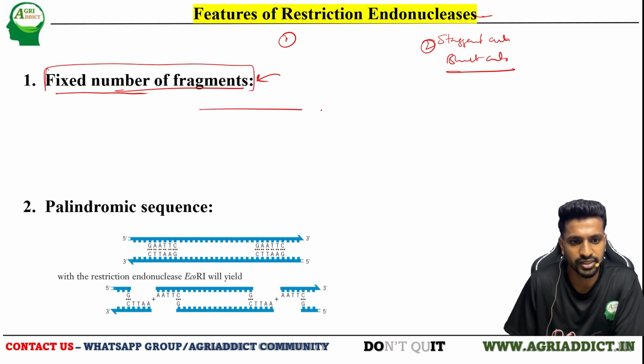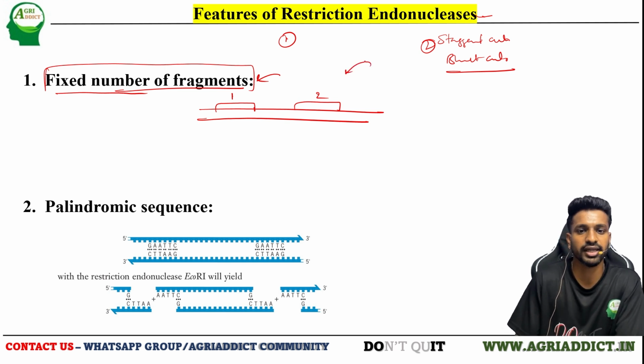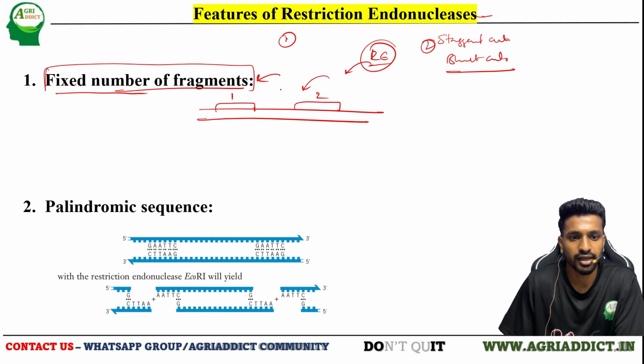That means if this is a stretch of DNA, and a specific nucleotide sequence is repeated two different times in this stretch of DNA, if I introduce the restriction endonuclease to this particular DNA, or a medium containing this particular DNA, then it will cut exactly at these two positions.